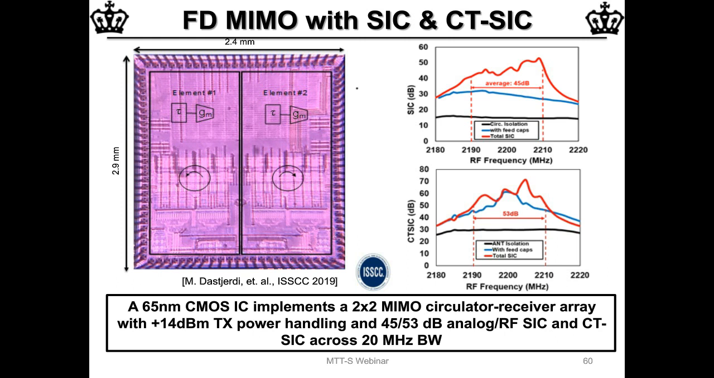This particular full duplex MIMO transceiver with the circulator receiver array was reported again at the recent ISSCC conference that concluded in February of this year, just about a month ago. So in this particular work, a 65-nanometer CMOS IC was implemented and integrated 2 of these circulator receivers on there to be able to do 2x2 MIMO. We were able to show plus 14 dBm of transmitter power handling, and we were able to show suppression of the self-interference by 45 dB and suppression of the crosstalk self-interference between the elements by as much as 53 dB across a 20 megahertz operating band.